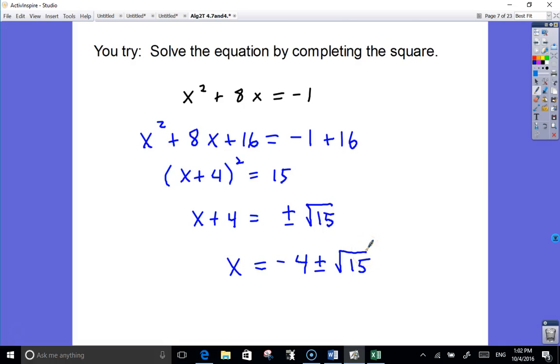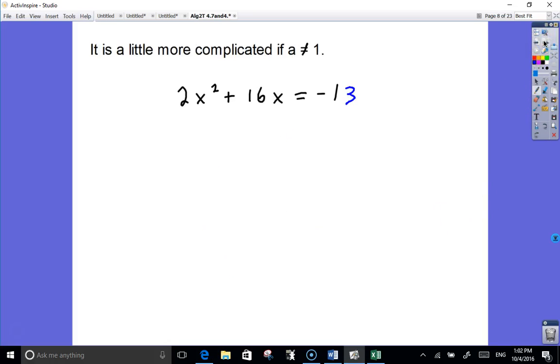Now, the two that we just saw, a equals 1, okay? And when you complete the square, a has to be 1. That thinking of half the middle term and square it, that only works if a equals 1. If a doesn't equal 1, then it looks like this. Something like that. So if a doesn't equal 1, you have to factor a from both terms, from the 2x squared and from the 16x.